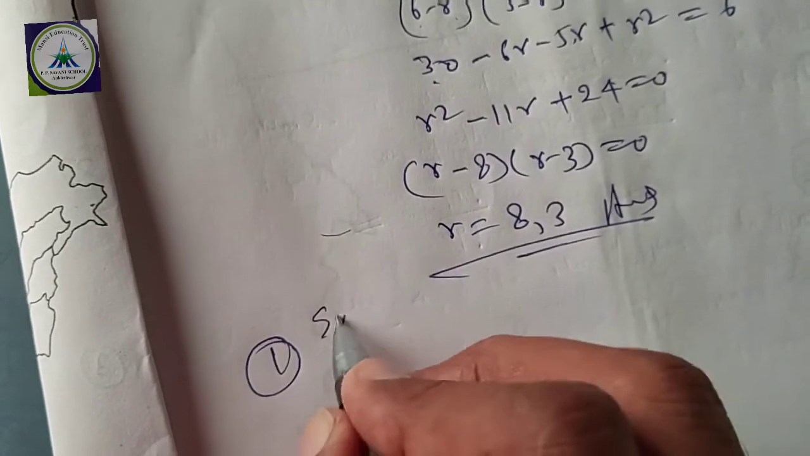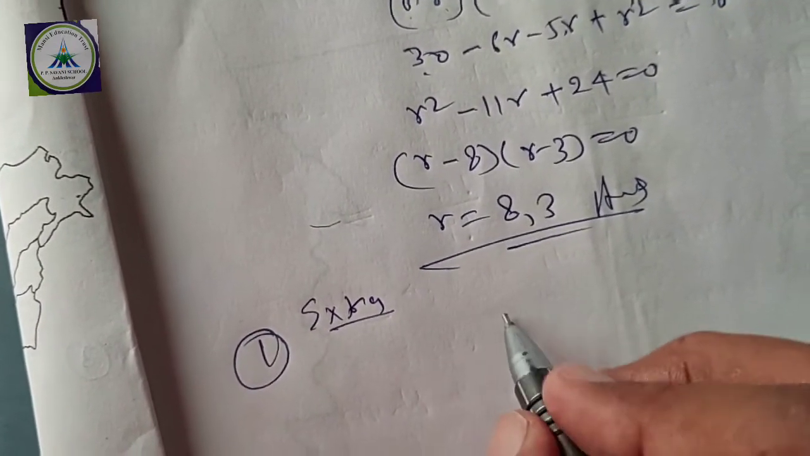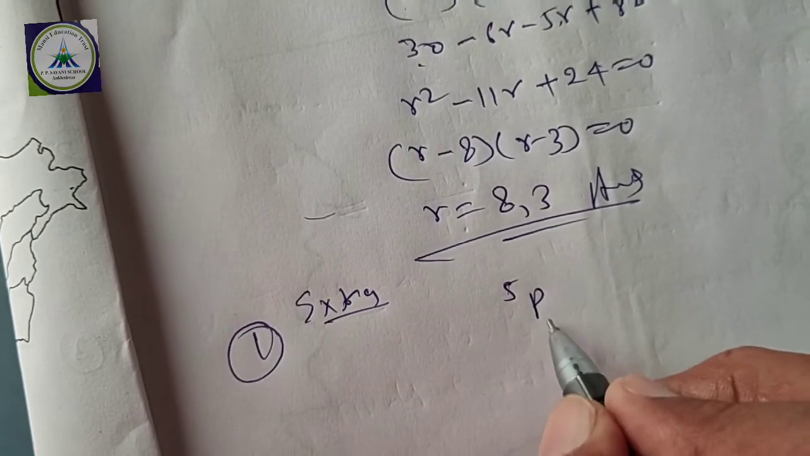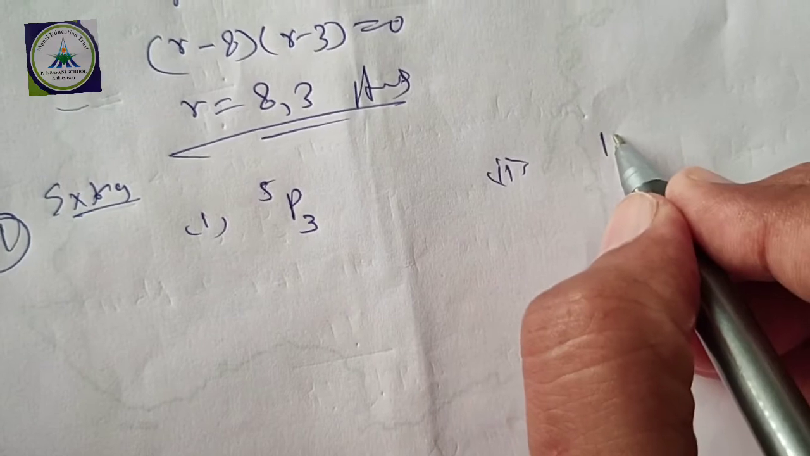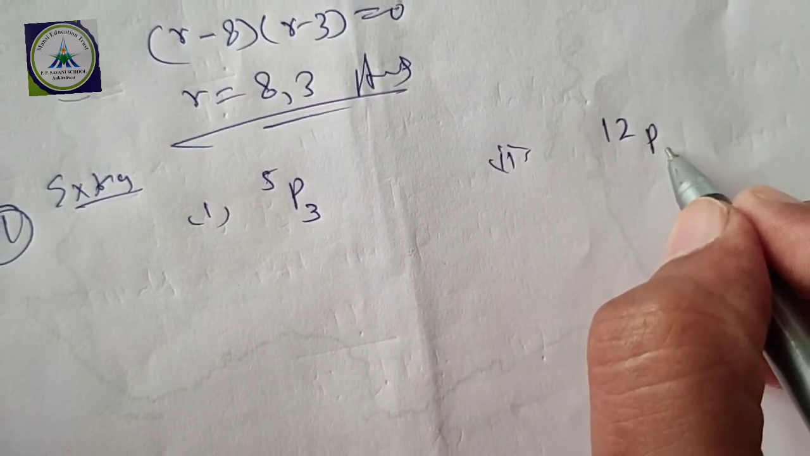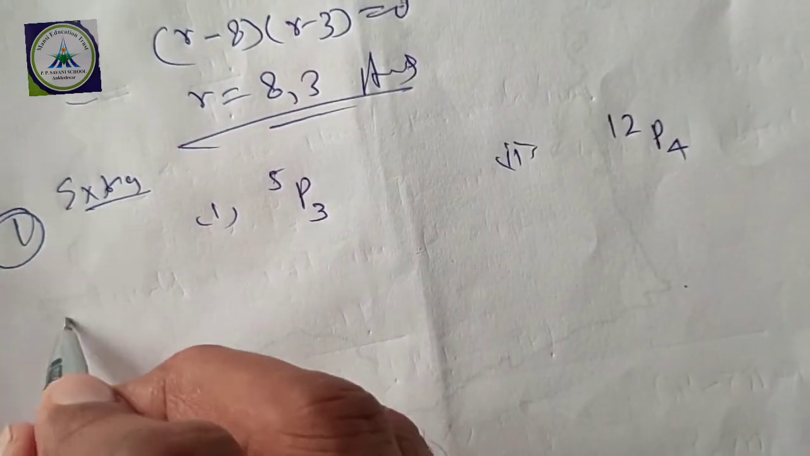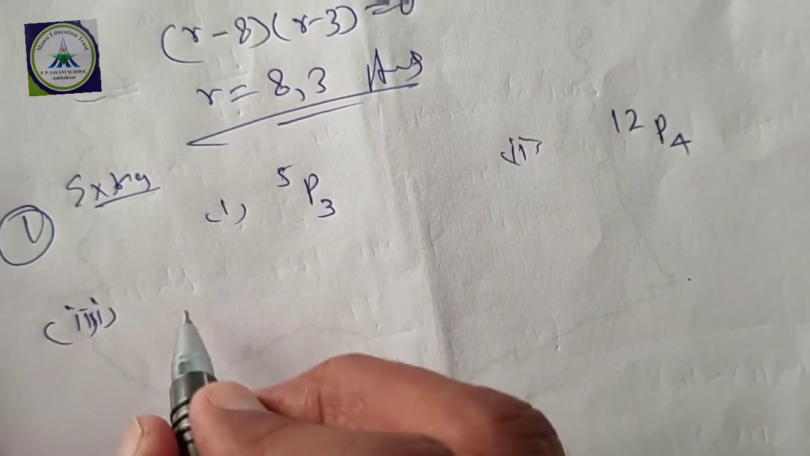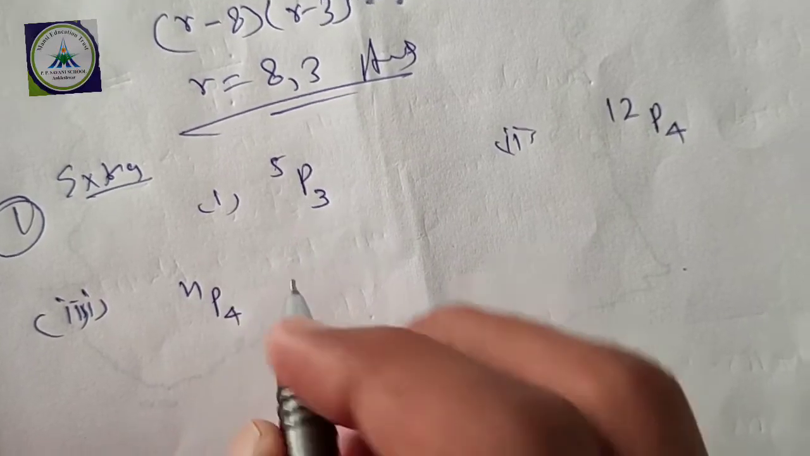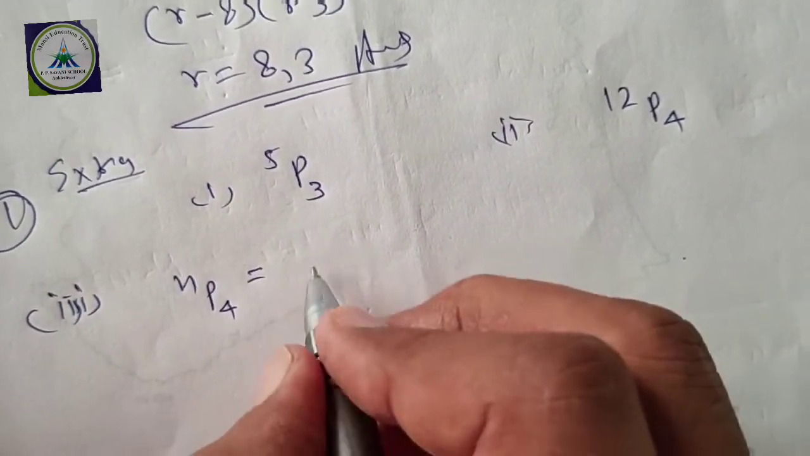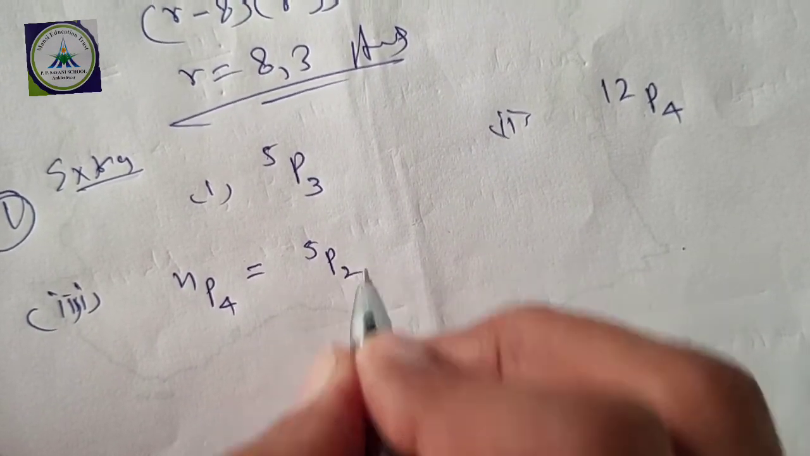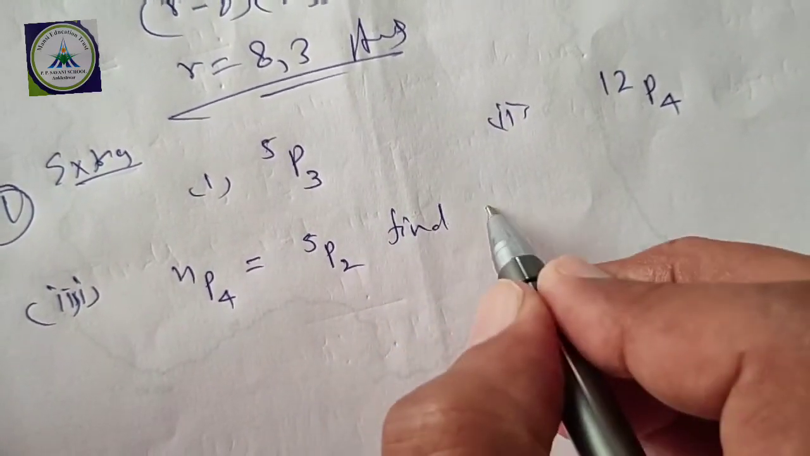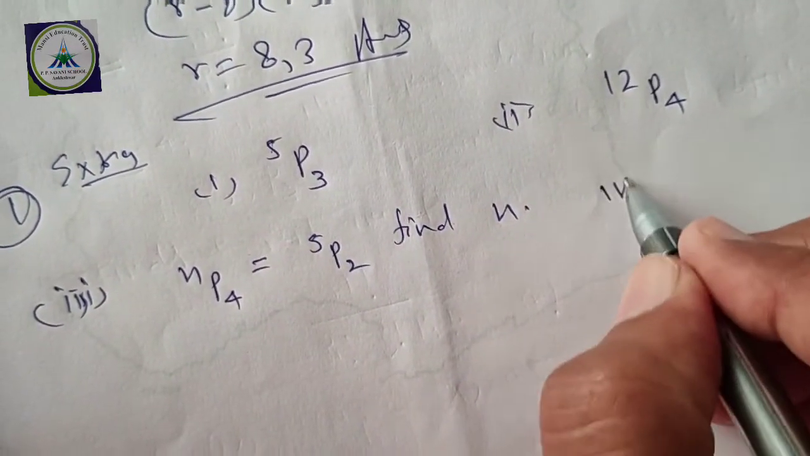I have given extra questions. Solve: number 1, 5P3; number 2, 12P4; third, nP4 equals 5P2, find n.